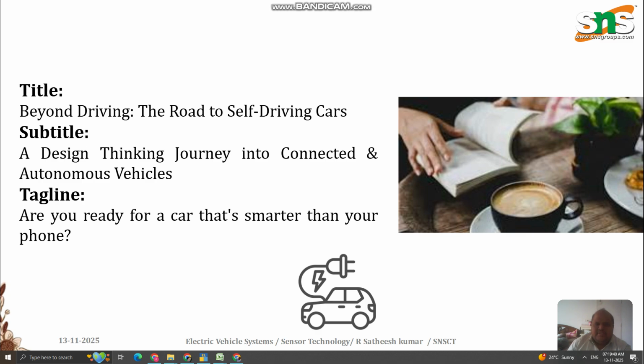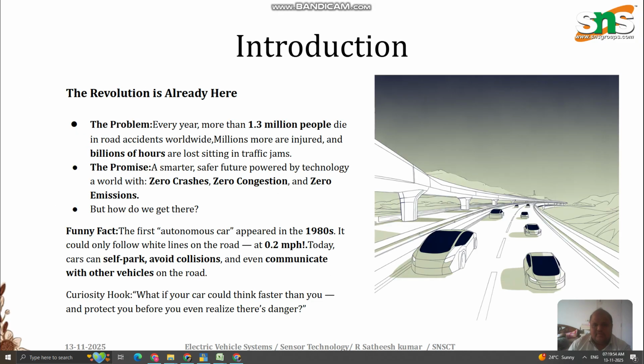So the topic for discussion is beyond driving: the road to self-driving cars, that is, ADAS based cars. The tagline is, are you ready for the car that is smarter than your phone? More than 13 million people die in road accidents worldwide, with many injuries, long waiting times, and so many issues with road travel. What we promise is zero crashes, zero congestion, and zero emission. That is what we promise.